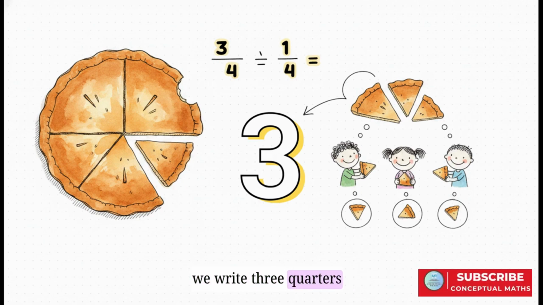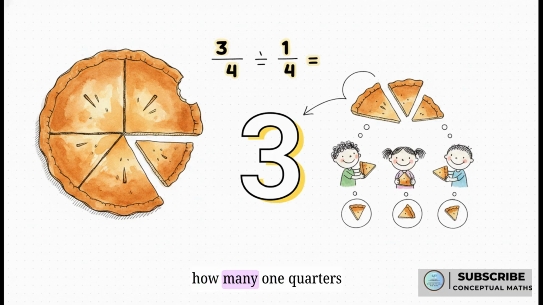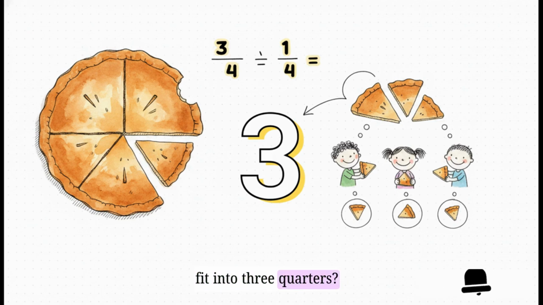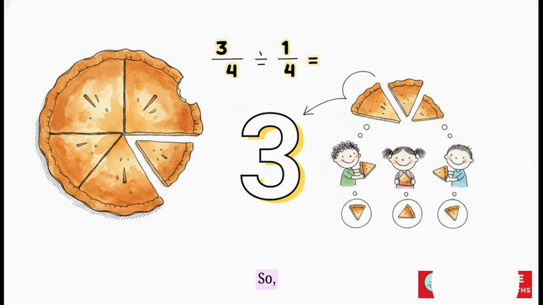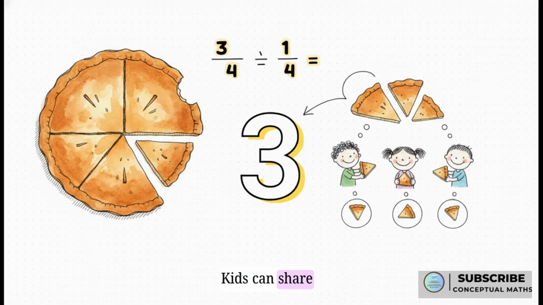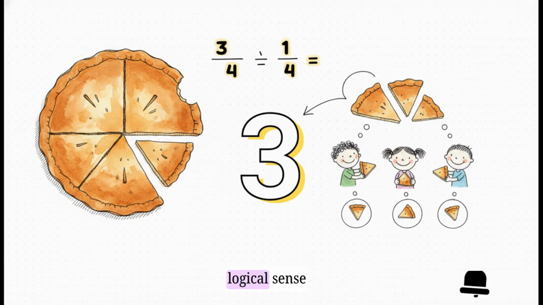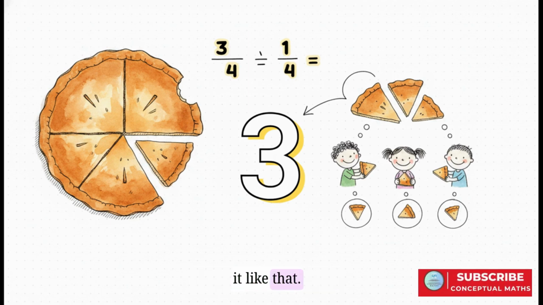And this perfectly captures what division really means. When we write 3/4 divided by 1/4, all we're really doing is asking, hey, how many 1/4s fit into 3/4? Looking at the pie, you can literally see those 3 separate quarter pieces. So exactly 3 kids can share the pie. It just makes total logical sense when you can visualize it like that.